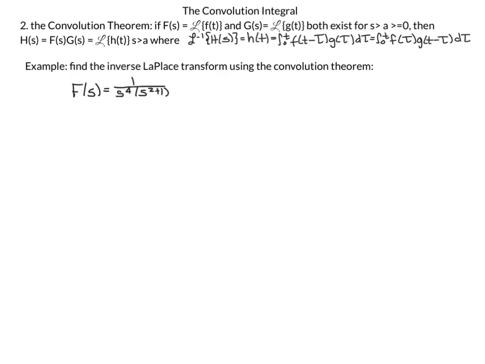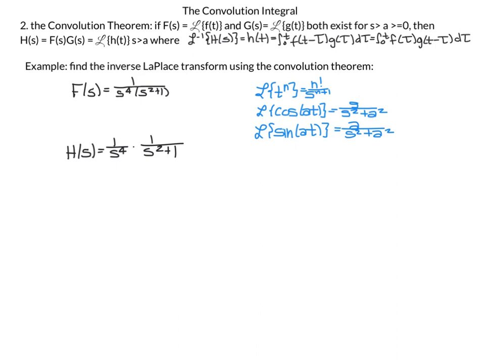My next problem is to find the inverse Laplace transform using the convolution theorem of 1 over s to the 4th times s squared plus 1. When I see this is the product of 2 functions, I'm going to lay out my work so the convolution theorem falls out pretty easily. So I'm going to use my notation. I'm going to call this H of s, and it's the product of 1 over s to the 4th times 1 over s squared plus 1. I'm going to suggest you follow this notation as well. When you see the product of 2 functions, call it H of s. That way it's consistent, and this formula will fall right out of the convolution theorem.